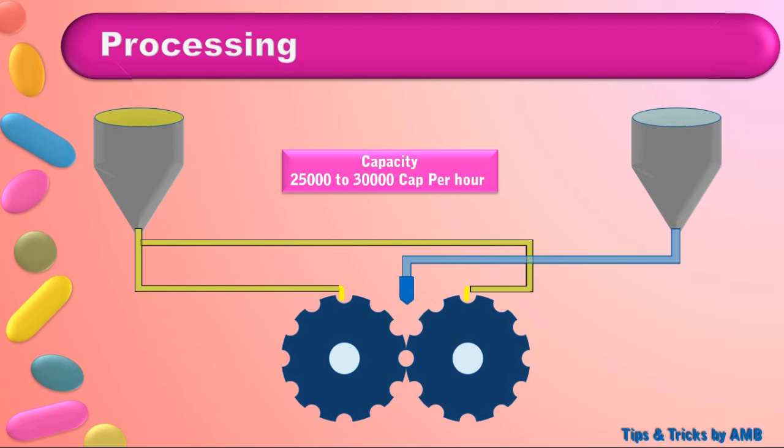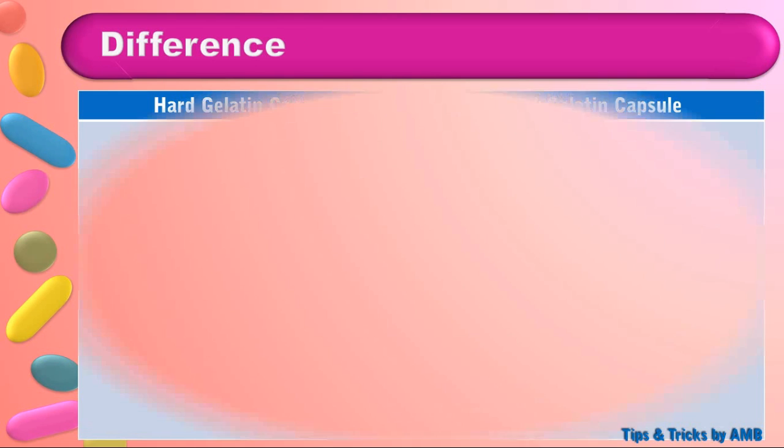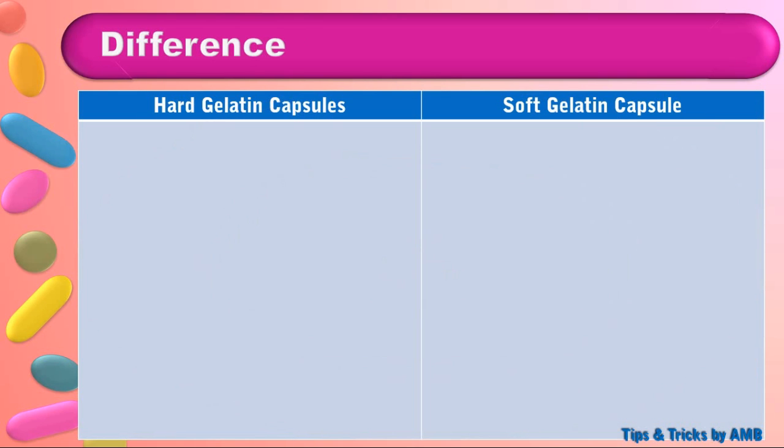Now we have to discuss the differences between hard gelatin capsule and soft gelatin capsule. The hard gelatin capsule shell has two parts, body and cap. The soft gelatin capsule is a single unit. That is the first difference. The hard gelatin capsule has cylindrical shape only, while soft gelatin capsules are available in oval, round and oblong shapes.